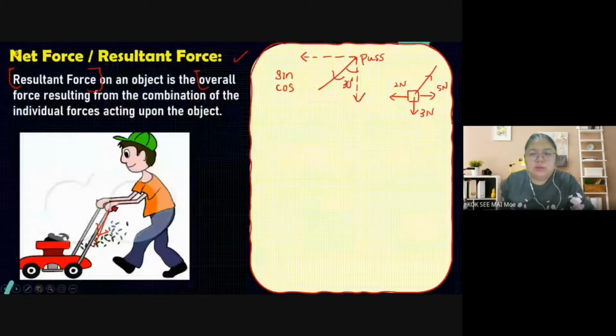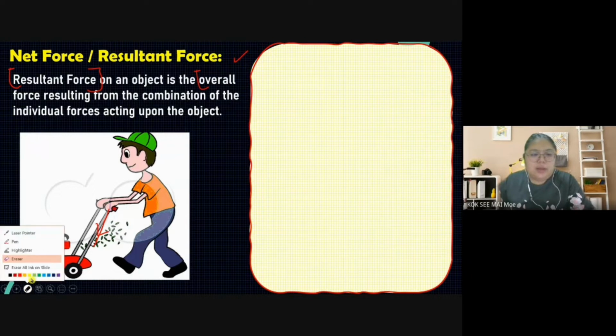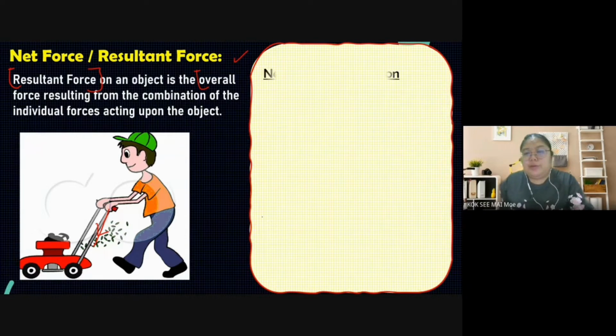Okay, wait. Newton's laws of motion. We have three Newton's laws of motion. Now we see what they are. The first one, I think I introduced already.